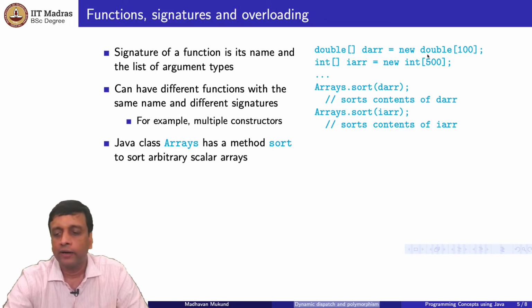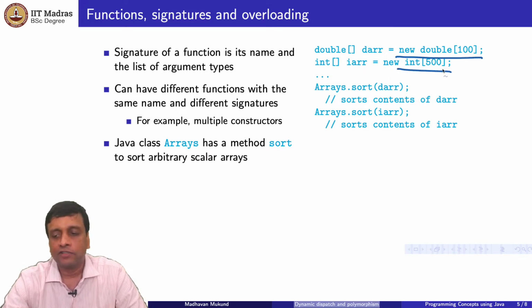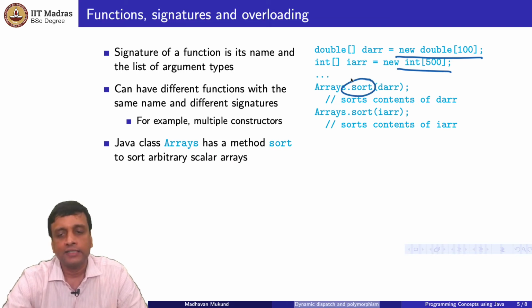So for instance, you can create a double array of size 100 and an int array of size 500. Then you can use the same sort function in Arrays. It's a static function, so you can call it without having to do anything. You pass it, in one case, the double array, and in the other, the integer array. So you call the same function with two different types of arguments.